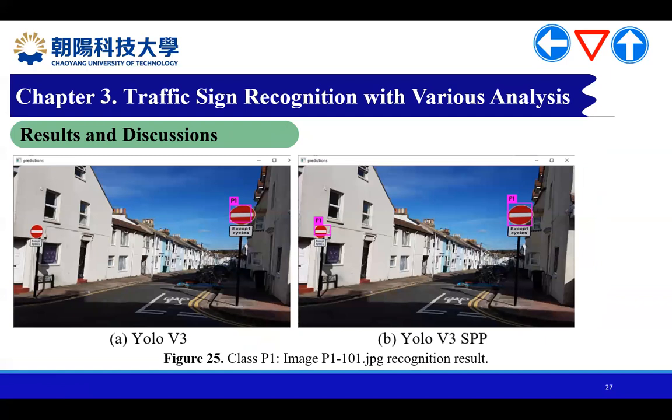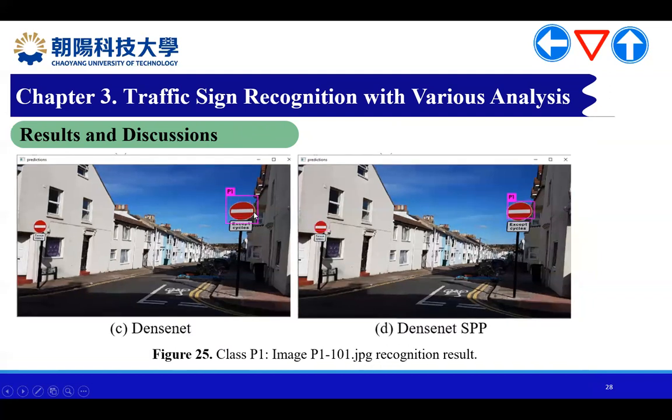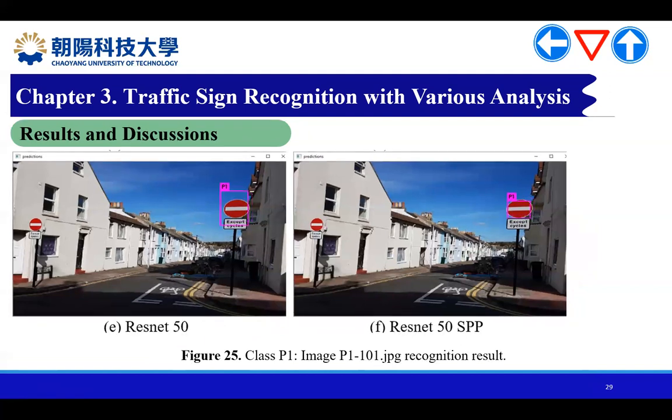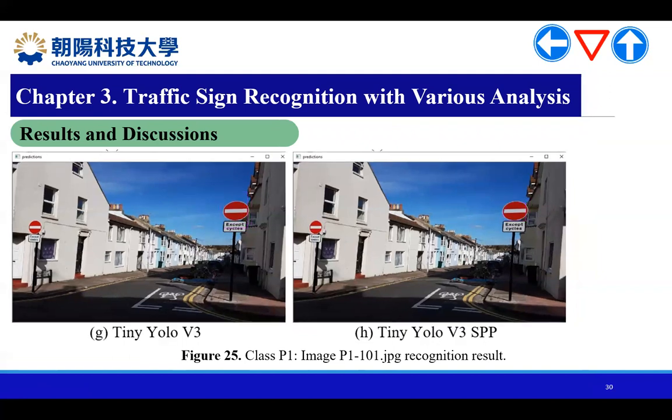So these are some results and discussion. As we can see here, this picture is for YOLO V3 and YOLO V3 SPP. YOLO V3 SPP can detect multiple objects, multiple signs, whereas YOLO V3 can detect just one sign. This one is Densenet and Densenet SPP, ResNet and ResNet SPP. Next is Tiny YOLO V3 and Tiny YOLO V3 SPP.